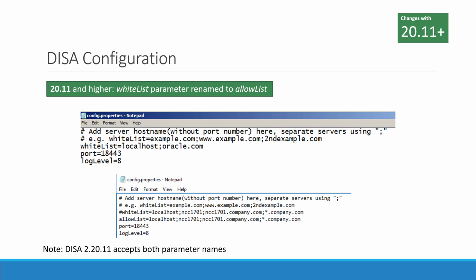And experiments have shown that if you install DISA 20.11, it seems to accept both parameter names in a kind of backwards compatibility, we would guess. So this author, yours truly, tried both settings in the config.properties file, and DISA continued to work. So it's likely that in the future, whitelist will no longer be an accepted parameter, but time will tell.